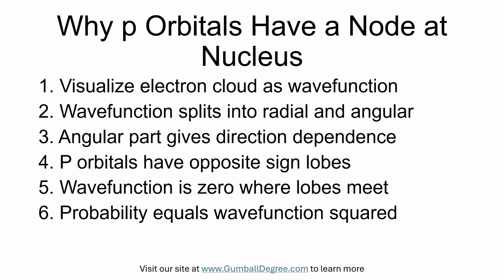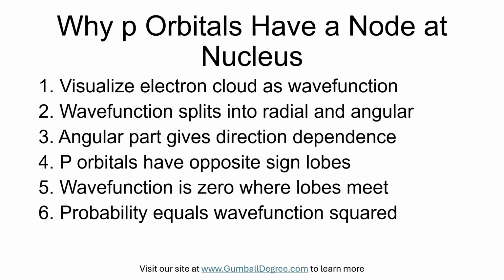That function splits into a radial part that depends on distance from the nucleus, and an angular part that depends on direction. For p orbitals, the angular part looks like a positive lobe on one side and a negative lobe on the other. And right at the center where those lobes meet, the angular function crosses through 0, so the full wave function is 0 at the nucleus. Since the probability of finding an electron is the wave function squared, if the wave function is 0 at the nucleus, the probability is 0 there, which is what we call a node.